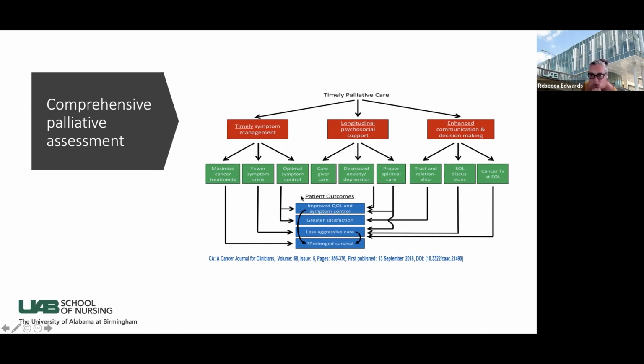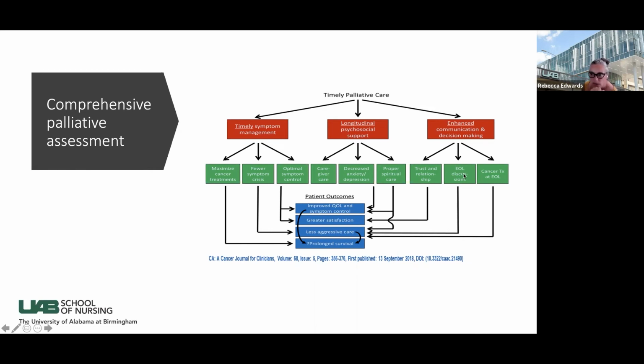Moving forward to psychosocial support in the red box in the middle, we want to make sure that we are taking care of our caregivers, making sure that they're informed and we know their role with this particular patient, trying to minimize anxiety and depression, which is very common in the setting of cancer diagnoses, making sure that the patient and caregivers have proper spiritual care based on their culture and their wishes and their beliefs.